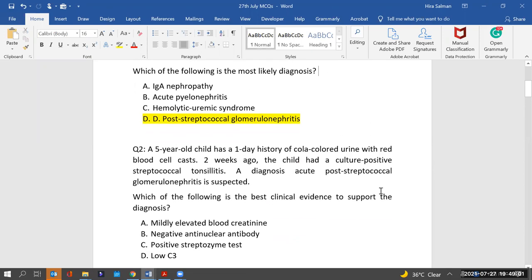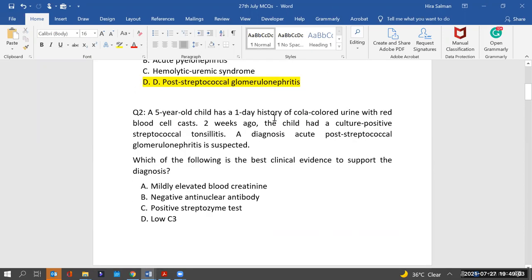Second question says, a 5-year-old child has a 1-day history of cola-colored urine. So again, if it's mentioned cola-colored urine, tea-colored urine, or brown urine, always have post-streptococcal in your mind. With red blood cell cast. So urinalysis shows red blood cell cast.